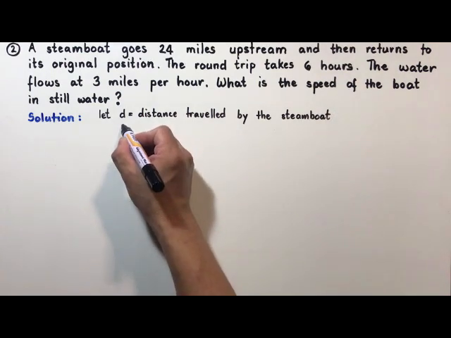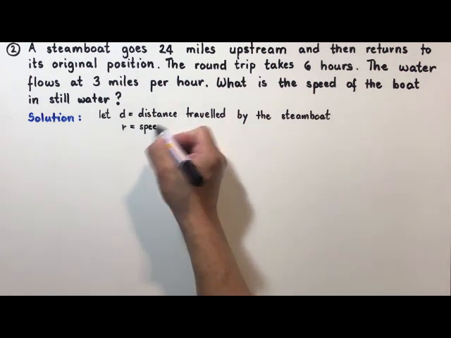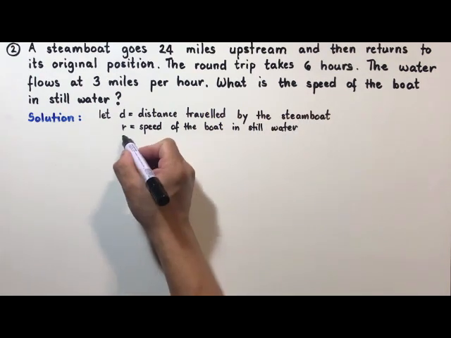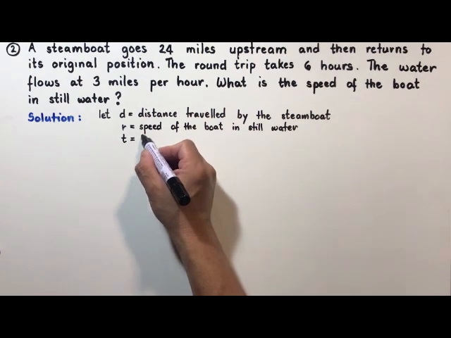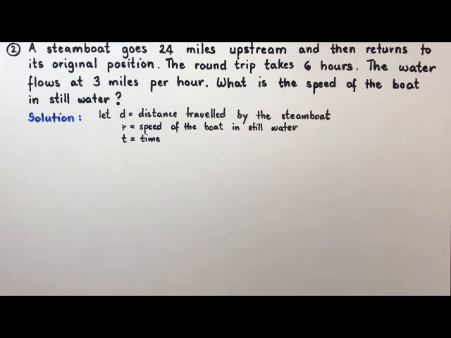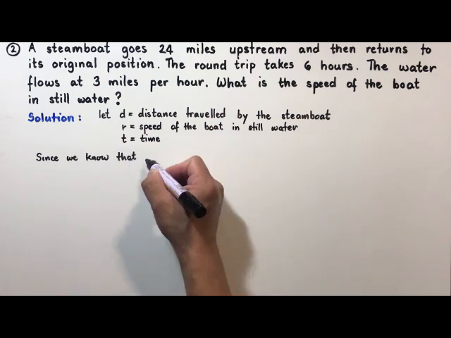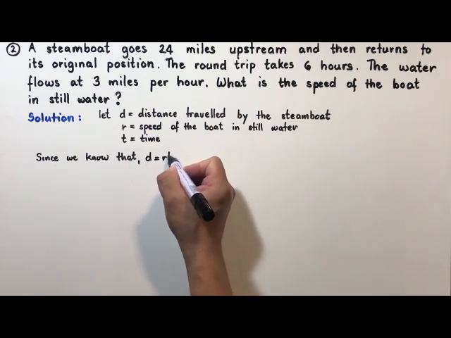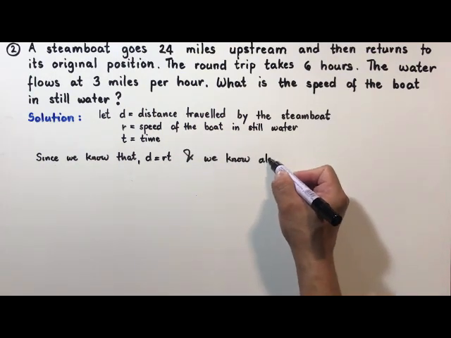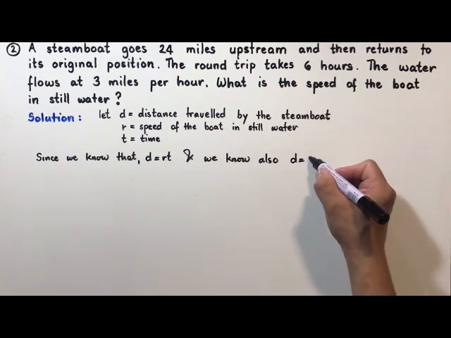And let r be the speed of the boat in still water. And also, it involves time. So this is the time spent in traveling by the steamboat. Since we know that the formula for distance is equal to rate times time, and we know also that the distance traveled is 24 miles.